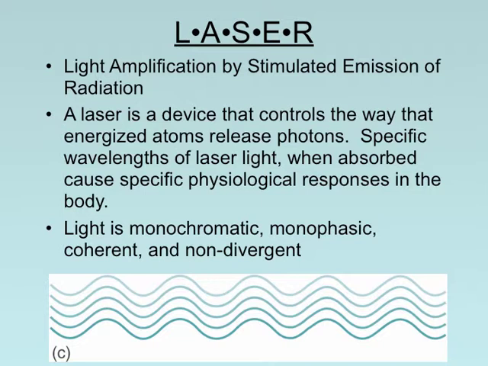So we could say that laser lights are monochromatic because they are of a single color, and therefore the absorption can be targeted to specific tissues and chromophores. They're monophasic. A laser is of a single wavelength. A laser is coherent, so the photons travel in the same direction at the same time. And laser light is non-divergent, so it can be used to treat a small area, unlike a flashlight that has a divergent beam, which spreads out and goes in many different directions. Lasers stay focused in one area.